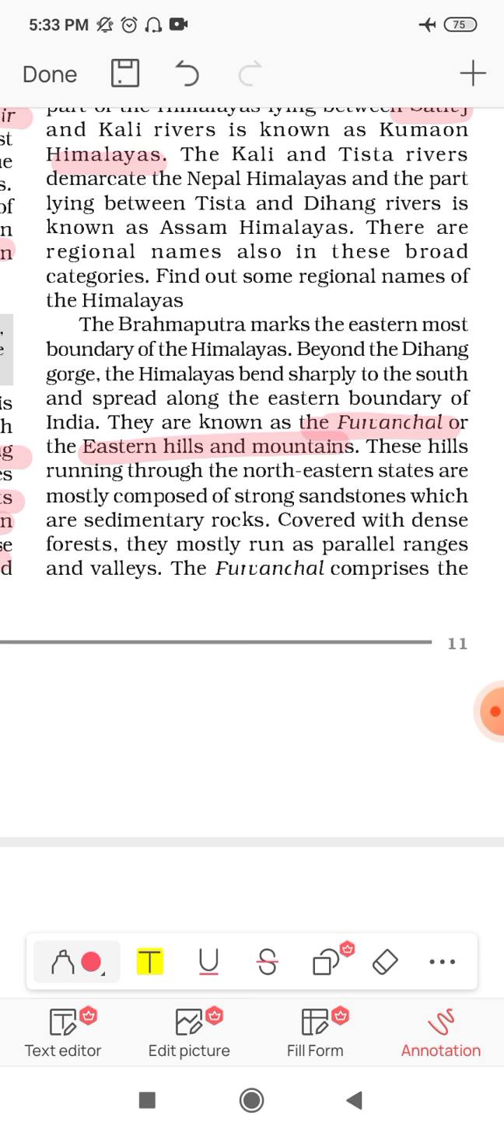These hills running through the northeastern states are mostly composed of strong sandstone, which is sedimentary rock. This part, known as Purvanchal or the eastern hills and mountains, runs majorly through the northeastern states of India, including Assam, Arunachal Pradesh, Meghalaya. This area is covered by sedimentary rock, mainly sandstone, and covered with forest, because here we have a very small population. We have the Himalayan mountain range, Purvanchal and the Brahmaputra river, so we have dense forest region as well as very few settlements.